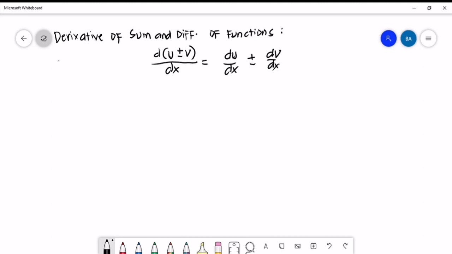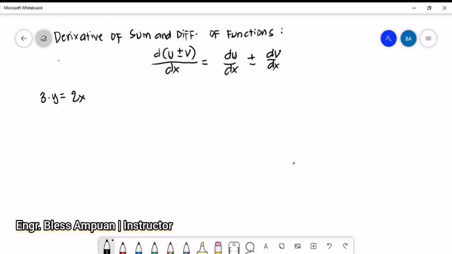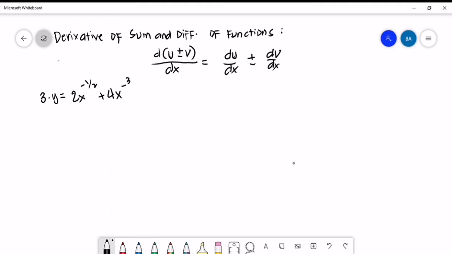Okay, now let's try some more examples. What if we have, as our third example, y is equal to 2x raised to negative 1 half, plus 4x raised to negative 3 halves.